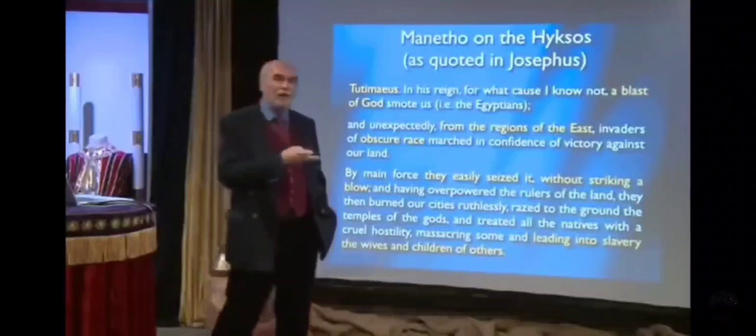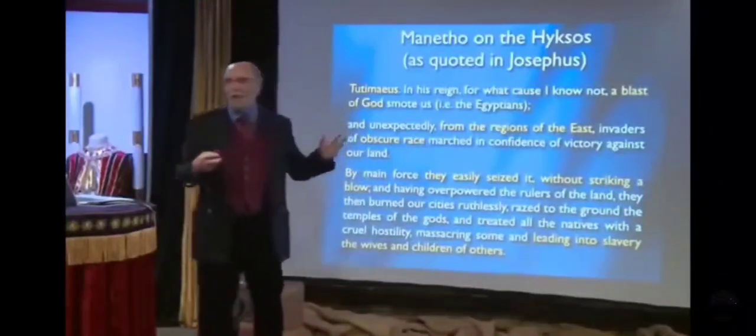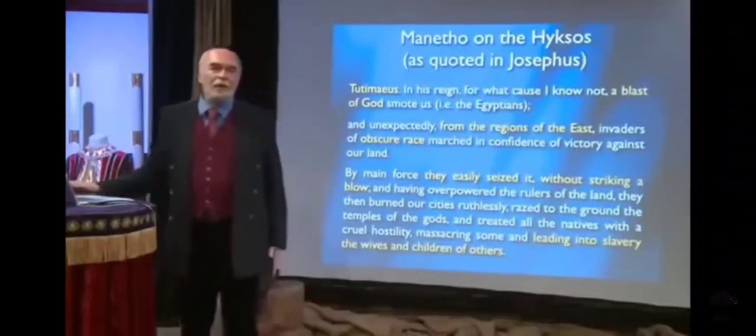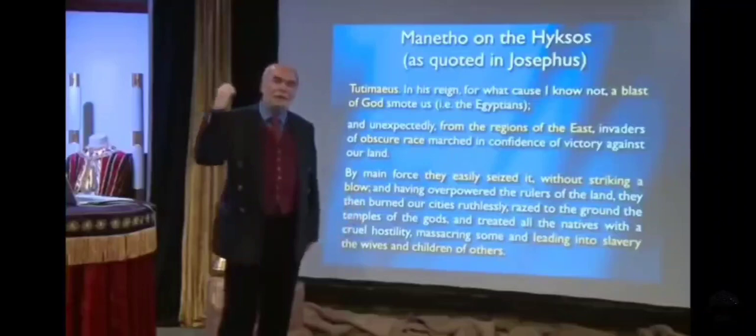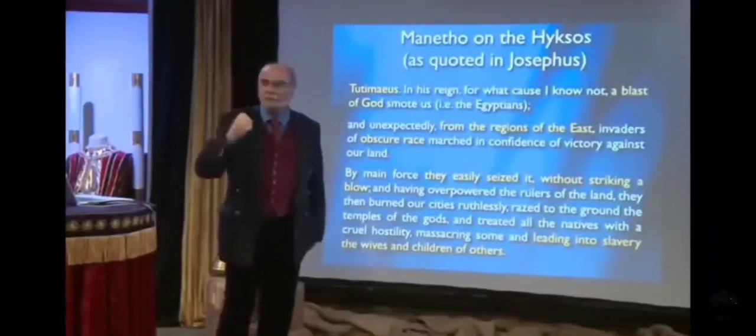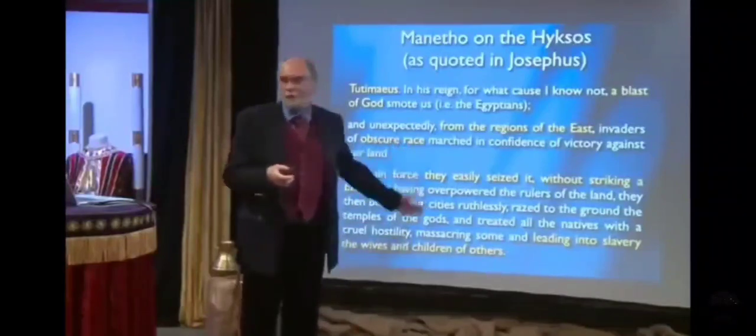That is post-Exodus, the invasion of the Hyksos, coming into Egypt, being able to take over the land without striking a blow. There is no army to defend Egypt. Why? It's at the bottom of the sea. Otherwise, Egypt would have been defended by the army.